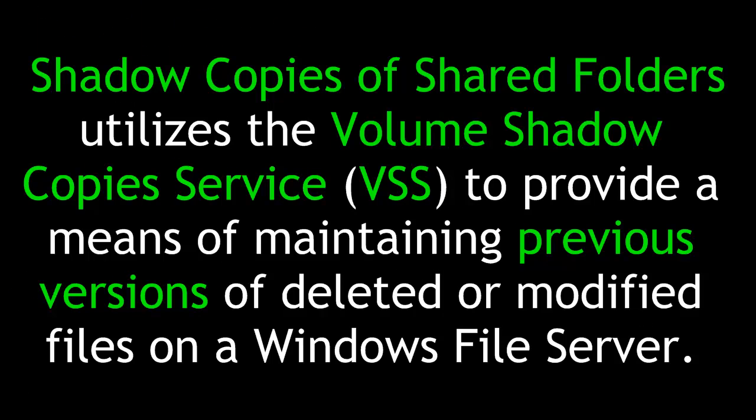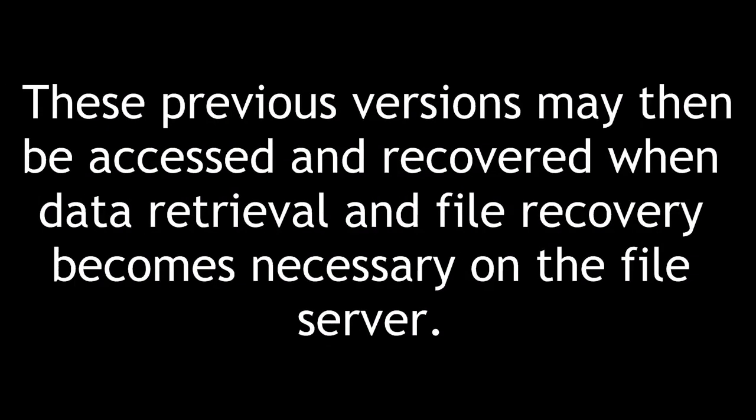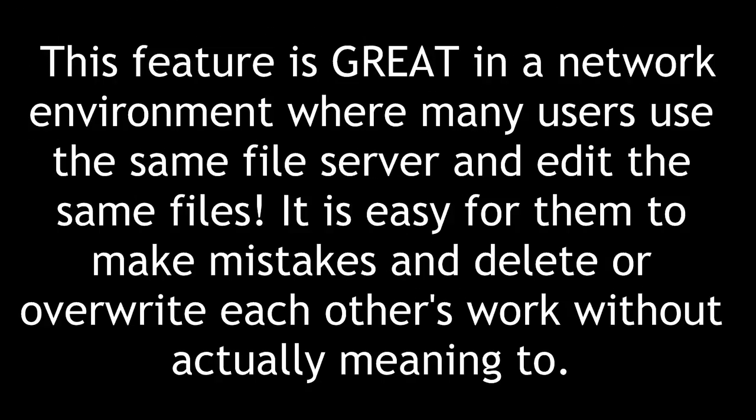Shadow copies of shared folders utilizes the Volume Shadow Copy Service, or VSS, to provide a means of maintaining previous versions of deleted or modified files on a Windows file server. These previous versions may then be accessed and recovered when data retrieval and file recovery becomes necessary on the file server. This feature is great in a network environment where many users use the same file server and edit the same files. It is easy for them to make mistakes and delete or overwrite each other's work without actually meaning to.